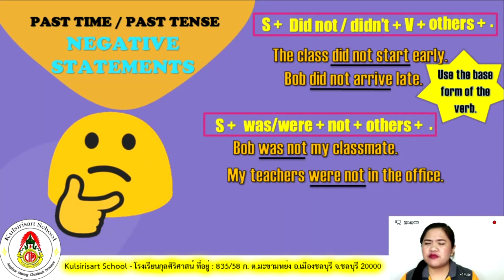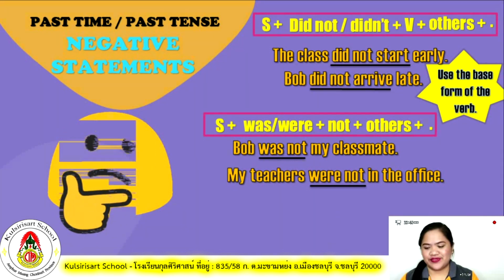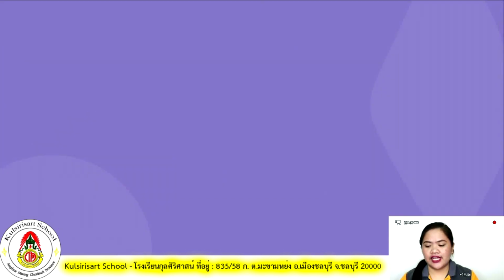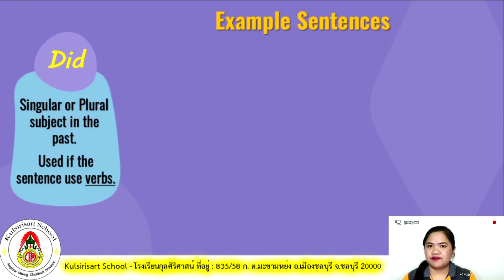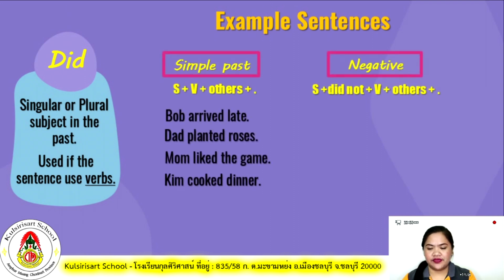Okay, now let's proceed to example sentences that use did as the helping verb. Bob arrived late. Now in the negative sentence, it will become Bob didn't or did not arrive late. Remember to have your verb in the base form, or the main verb.